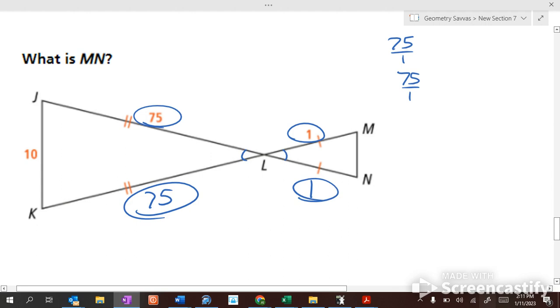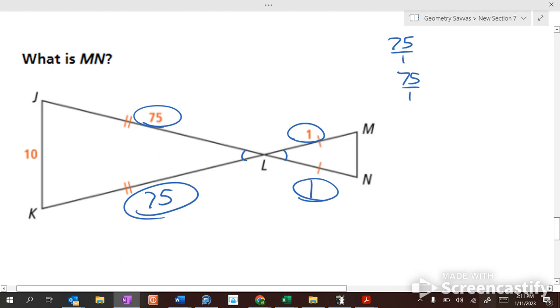Why are these two angles congruent? From all the way from chapter number 2, they're vertical angles. So vertical angles are congruent. So since vertical angles are congruent, we have side angle side makes them similar. So if they're similar, then the sides are proportional.